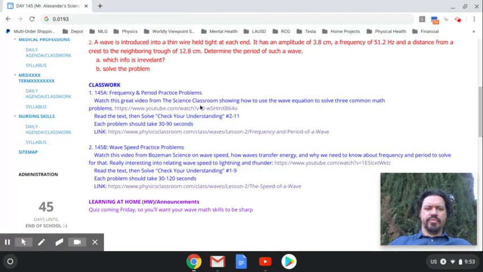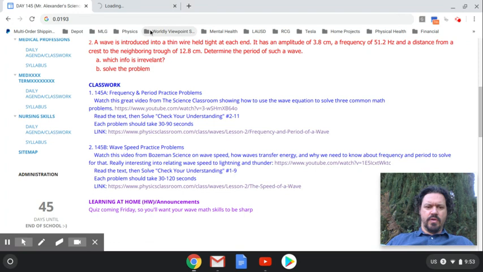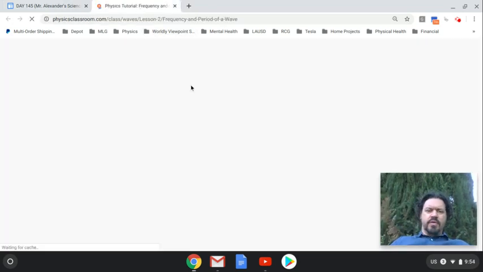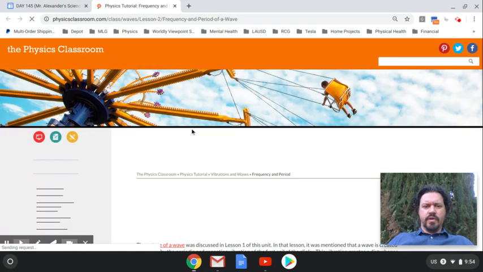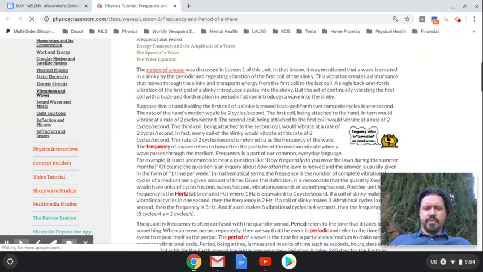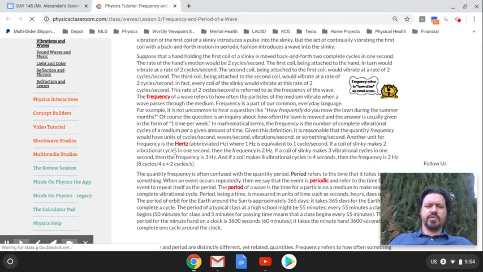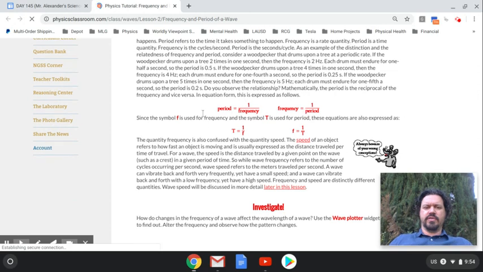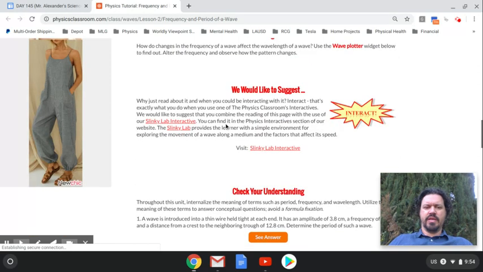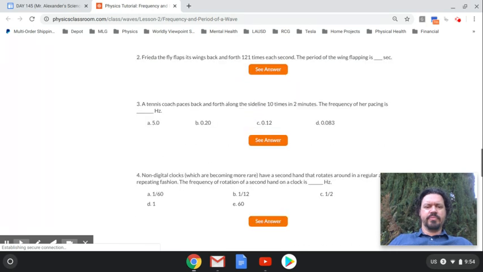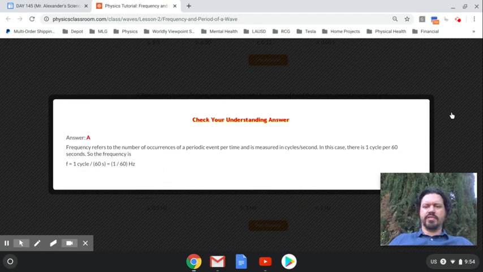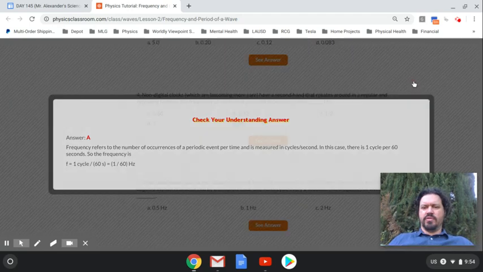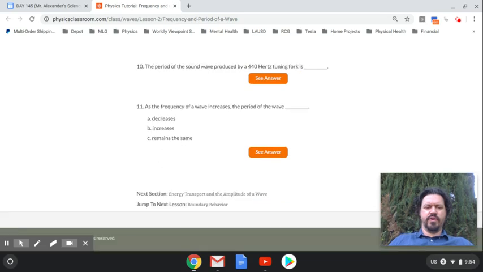Then you've got some practice problems. So the Physics Classroom, talking about what frequency is, what the hertz is, what period is, what it means to be periodic. So these are all key things to understand. These are the equations that we were just talking about. And here are the practice problems, so you can try them out. You can click to see what the answers are. It talks about why the answer is what it is. So everything is there for you for those.